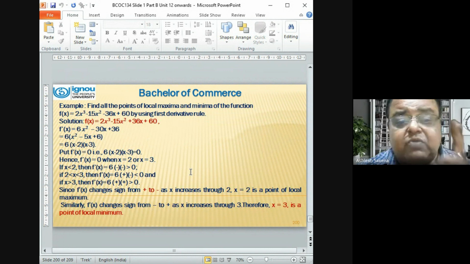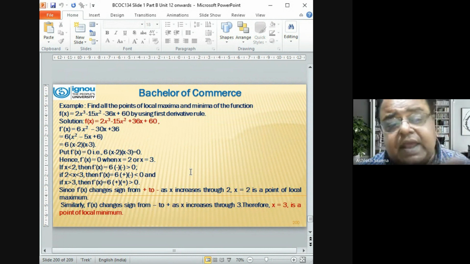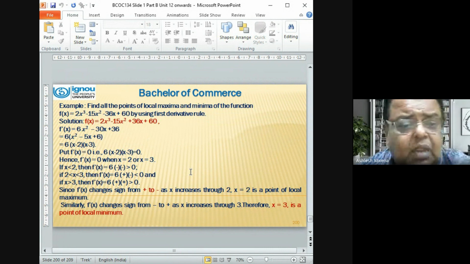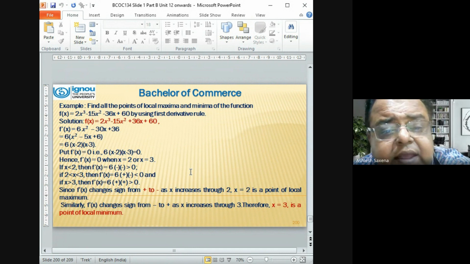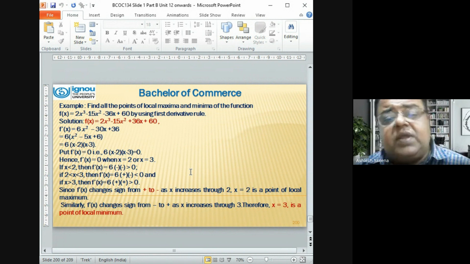That means in two regions it is increasing, and there is a change of sign from plus to minus. As x increases through 2, x equal to 2 is the point of local maximum, and x equal to 3 is the point of local minimum.